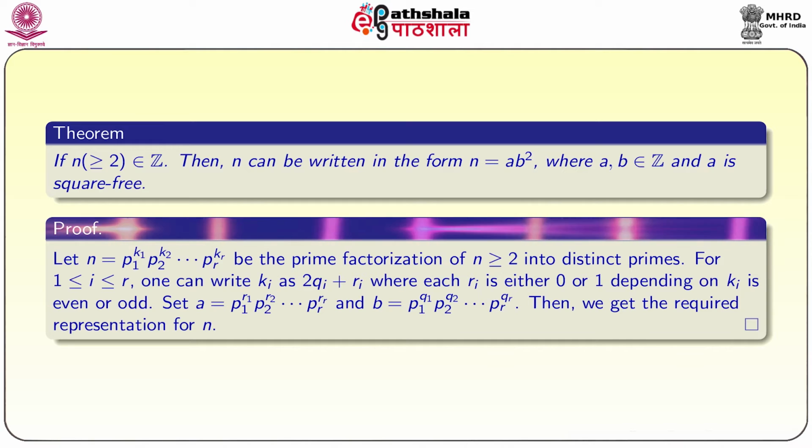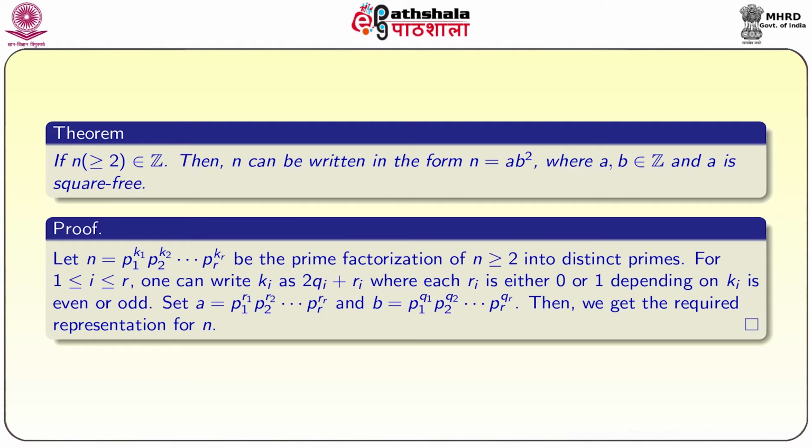So, let us take n equal to p1 power k1, p2 power k2 and so on pr power kr. This prime factorization is possible because of the fundamental theorem of arithmetic. Now, we will use the division algorithm for k1, k2 and kr, and b will take as 2. That means, if I divide k1 by 2, we will get some remainder say r1.